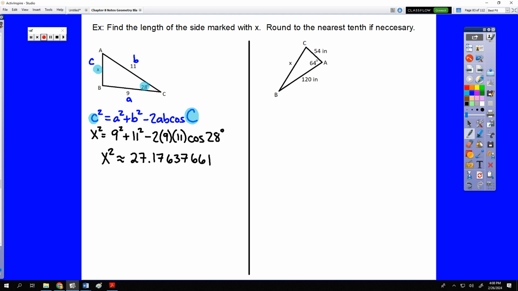27.17637661. I'm not rounding that because in higher math we do not round intermediate steps. Then we need to get x, not x squared, so we will need to take the square root of both sides. So we take the square root of that wonderful number. And again, you should not need to type that number into your calculator again.